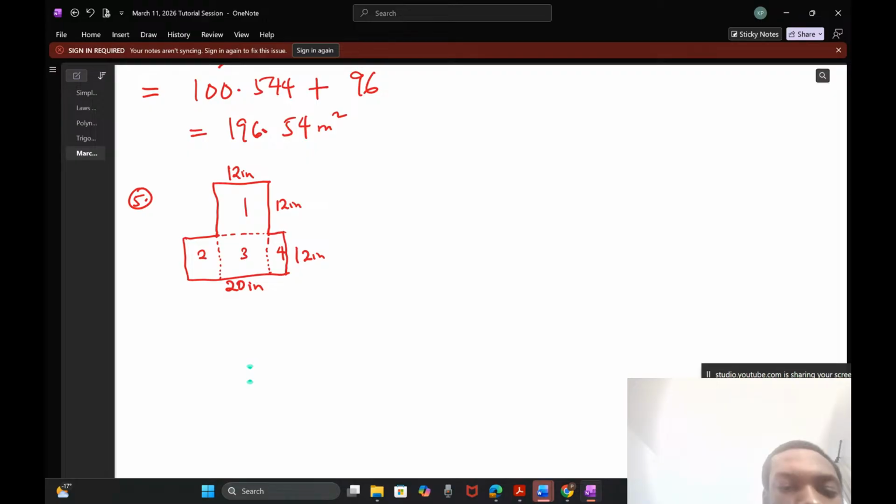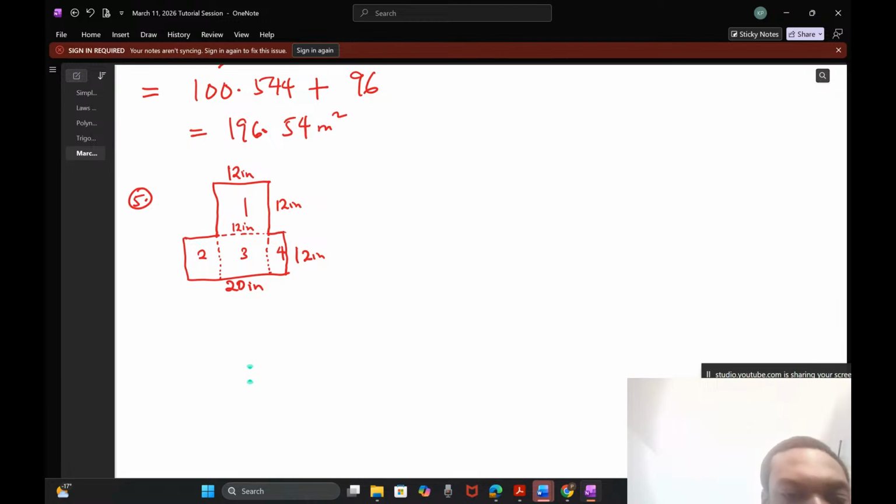Okay. This side is 12 inches, right? And this side is 12 inches. So this side is opposite to this side. This side will also be 12 inches. Okay.